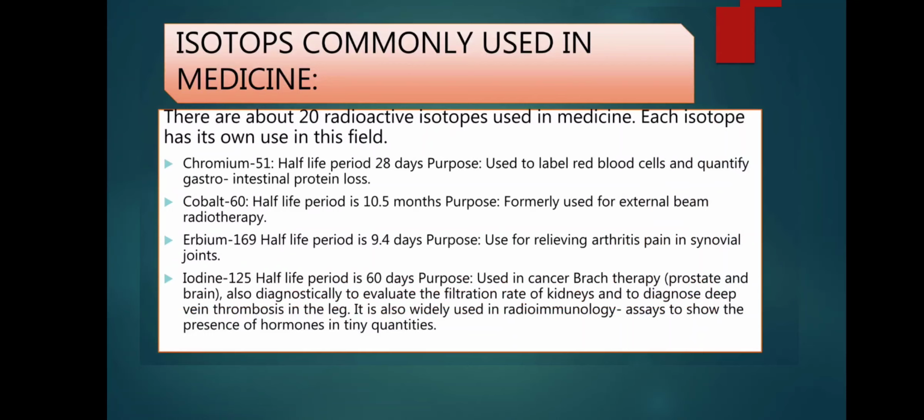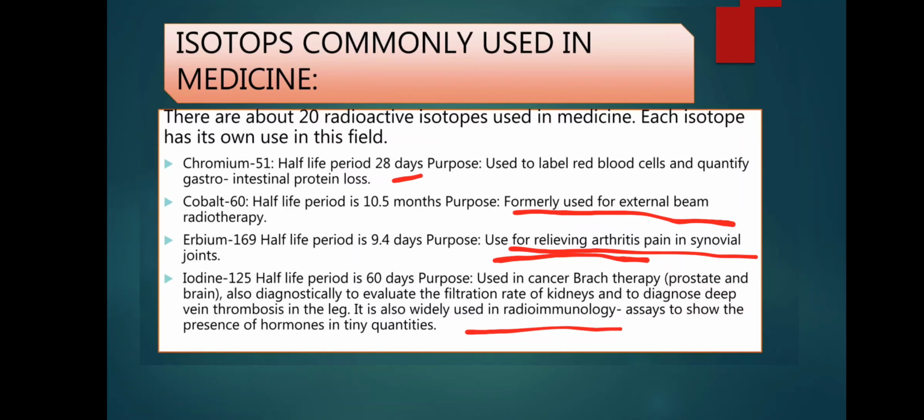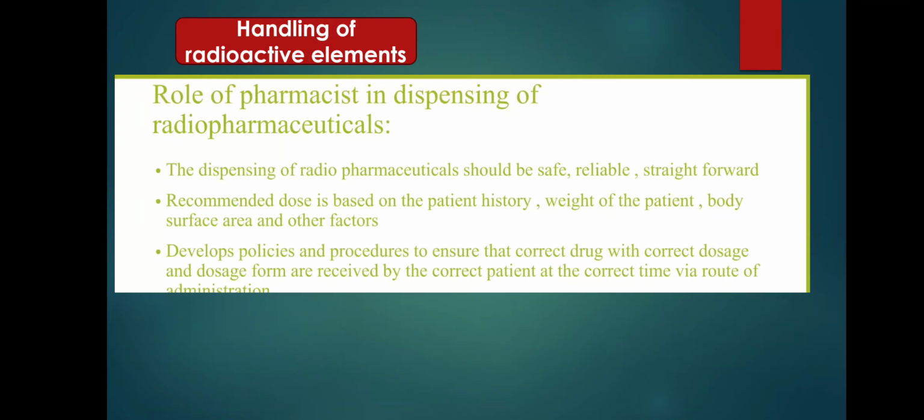Then isotopes commonly used in medicine. Chromium-51 is used to label red blood cells and quantify gastrointestinal protein loss. Cobalt is used for external beam radiotherapy. Erbium is used for relieving arthritis pain in synovial joints. Iodine is used in cancer brachytherapy in the prostate and brain. Also diagnostically to evaluate the filtration rate of kidneys and to diagnose deep vein thrombosis in the leg. It is widely used in radioimmunology and also in assays to show the presence of hormones in tiny quantities. These are all the applications of radioisotopes.